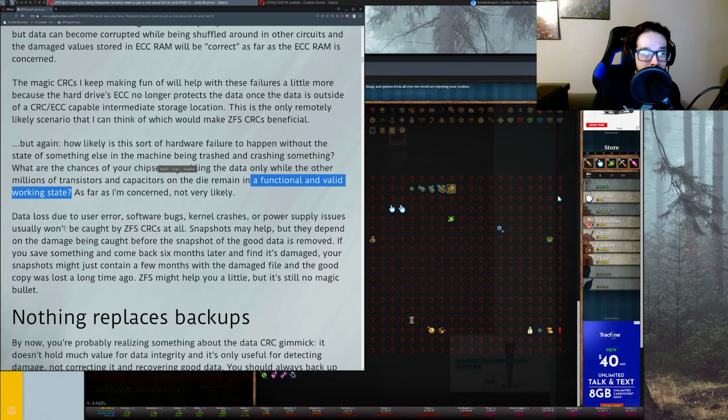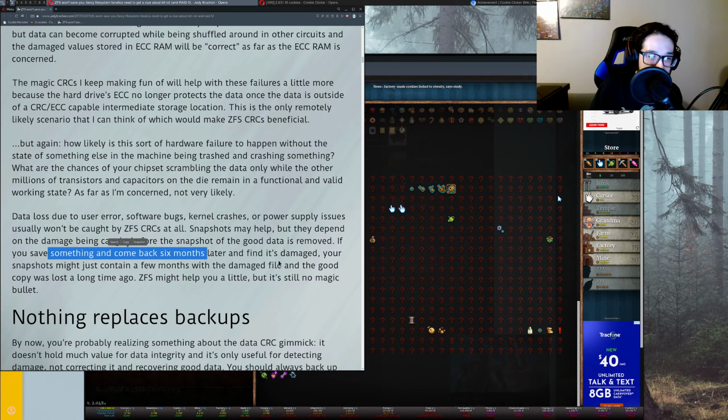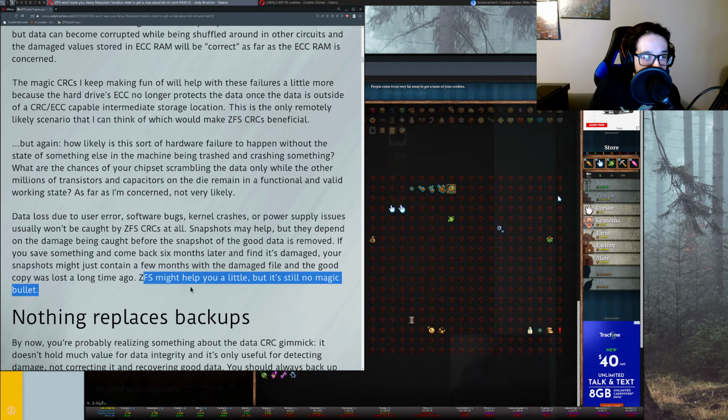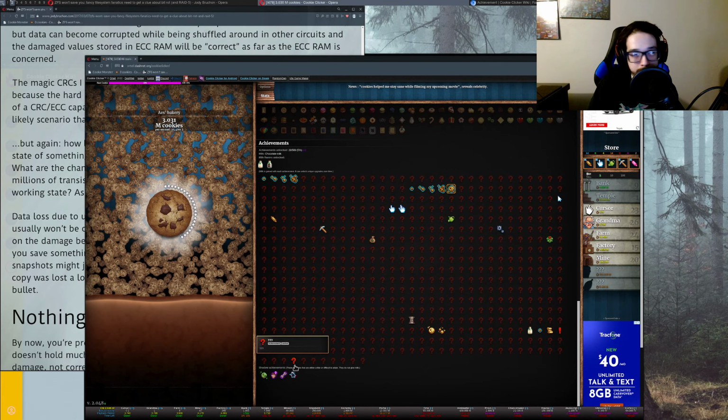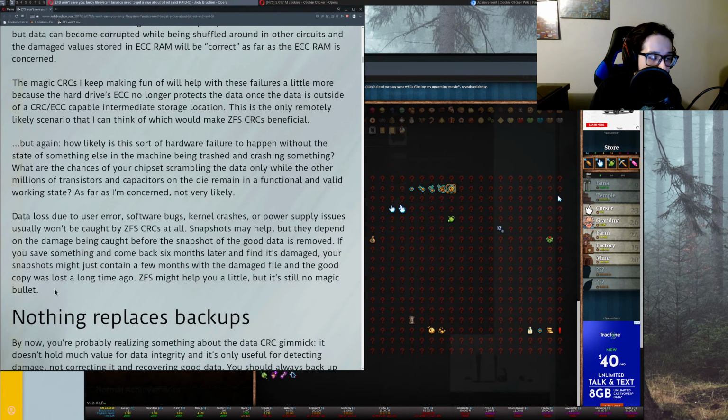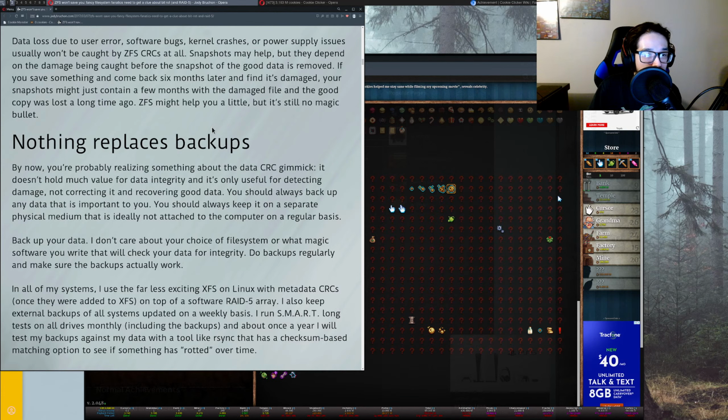Data loss due to user errors, software bugs, kernel crashes, and power supply issues usually won't be caught by ZFS CRCs at all. Snapshots may help, but they depend on the damage being caught before the snapshot of good data is removed. If you save something, come back in 6 months and find it's damaged, your snapshot might contain a few months with the damaged file and the good copy was lost a long time ago. ZFS might be able to help you a little bit, but it's still no magic bullet. Nothing replaces backups.